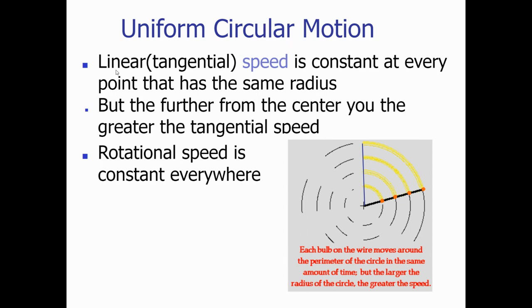So uniform circular motion. Your tangential speed is constant at every point that has the same radius. But the farther you are from the center, the greater the tangential speed is. Now your rotational speed, basically your frequency, is the same. My awful example is thinking about horses on a carousel, or merry-go-round, whatever they're called. How they would design it is, from that center point, they have a rail that goes straight out, and these 4 dots represent horses.